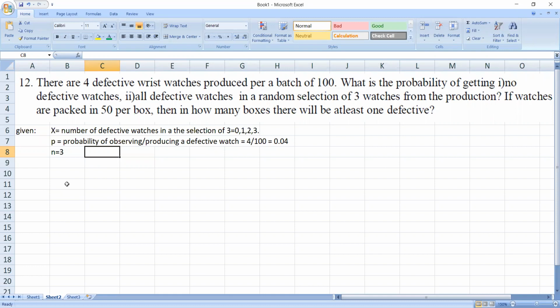3 watches. So binomial is always the repetition of Bernoulli. So here, what is the Bernoulli experiment? Selecting a watch and deciding whether the watch is defective or non-defective. So if you observe it as defective, you'll call it as success. If you get a non-defective watch, you will observe it as failure. And you are conducting this experiment for a total of 3 watches.